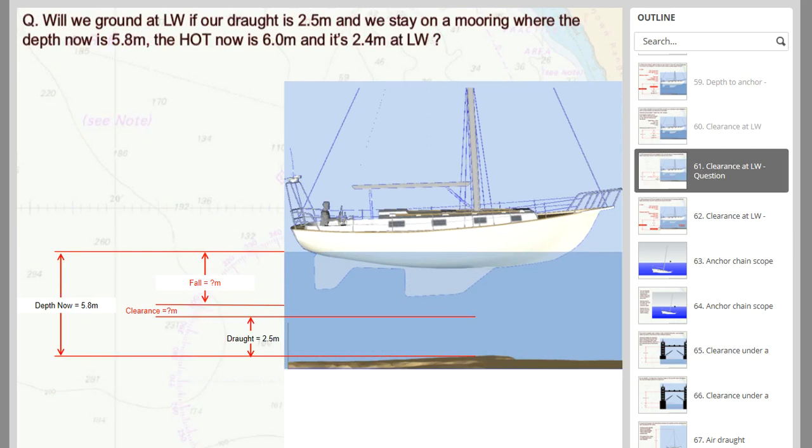Will we ground at low water if our draft is 2.5 meters and we stay on a mooring where the depth now is 5.8 meters, the height of tide is 6 meters, and at low water it's 2.4 meters?